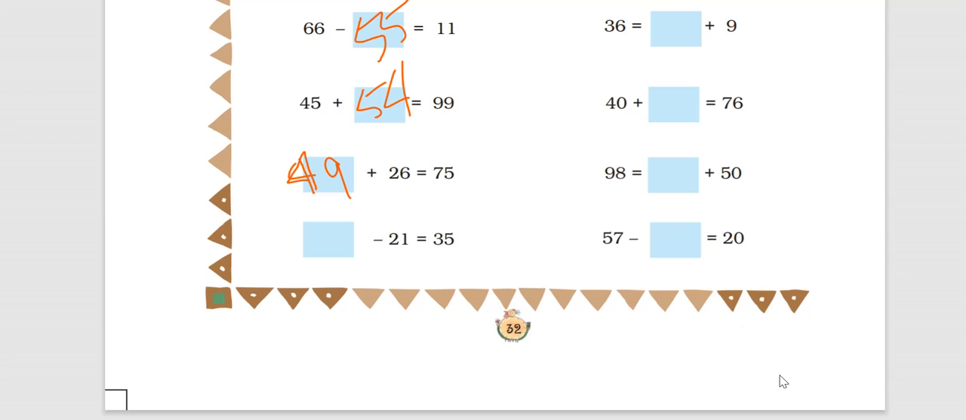Okay. Now the next one. Dash minus 21 is 35. So we have to start somewhere above 35 and take 21 steps down to reach 35. Right? You have to start somewhere up from the top, above 35. Take 21 steps down to reach 35. Okay.